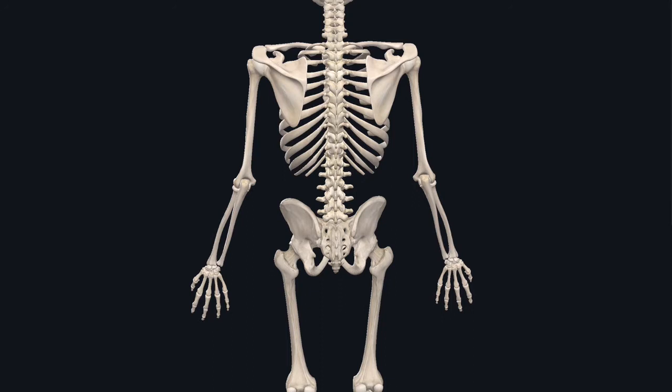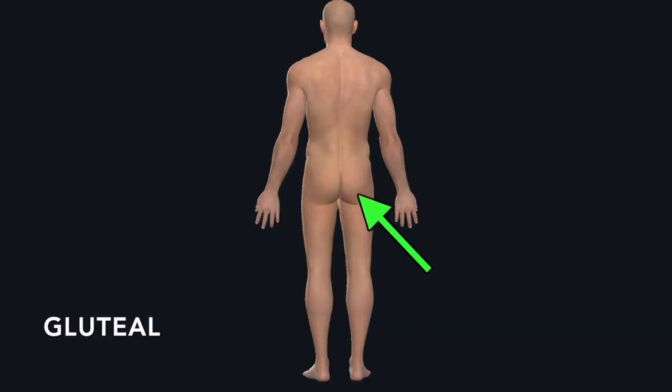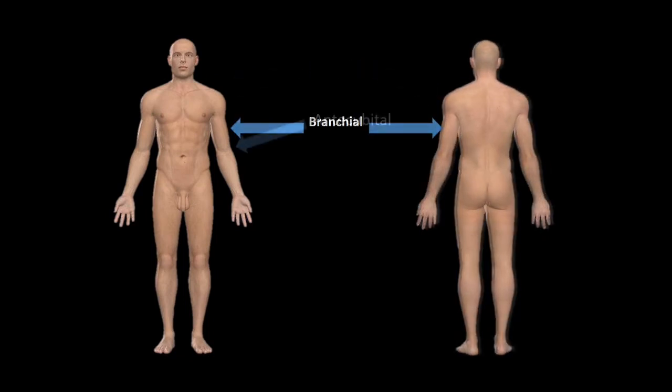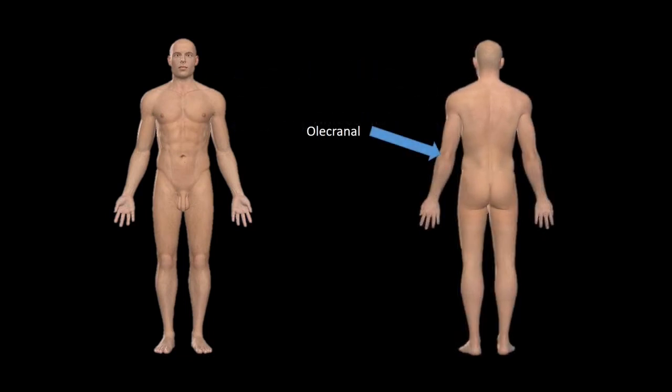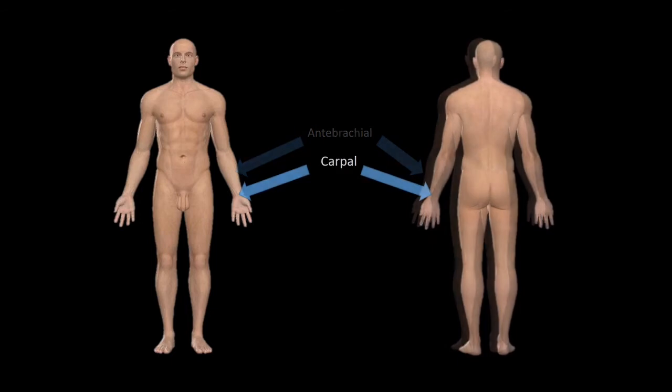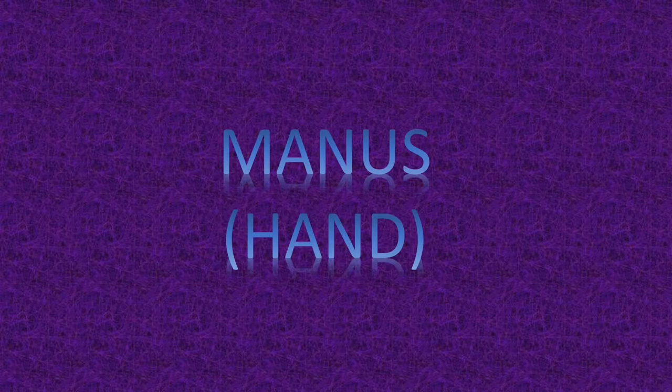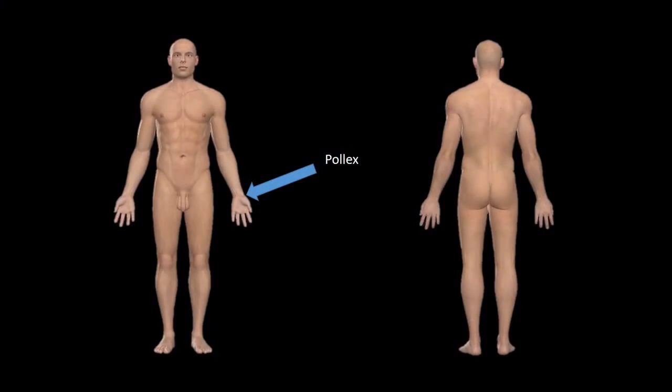Behind our back is called dorsal, where you can find scapula, vertebra, lumbar, sacral, gluteal, and perineal, which is a region between the anus and external genitalia. This is the upper limb region, which consists of acromial, brachial, antecubital, olecranal, antebrachial, and also carpal. For the manus region, which is the hand, it contains pollex, metacarpal, palmar, and also digital.